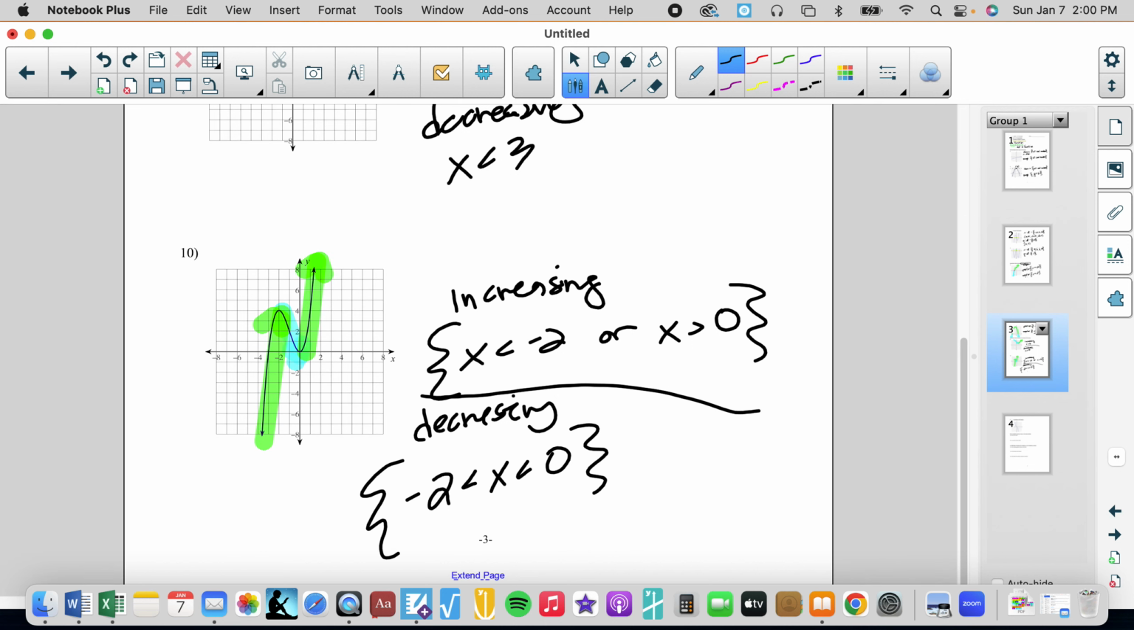I can write them in solution sets. Now I don't include the endpoints, so those are just less than signs. And I want values that are greater than -2 all the way up to 0.